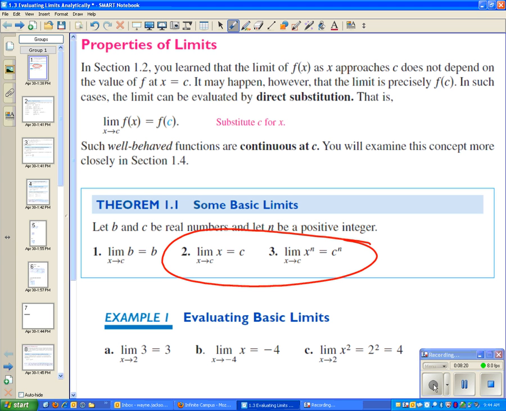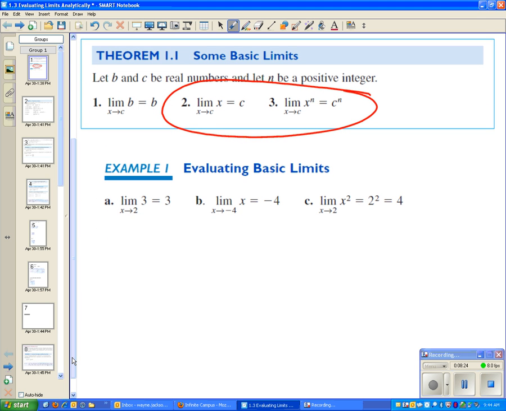Okay? All right. For instance, limit of 3 is 3. I don't care what x is approaching. The limit of x as x approaches negative 4 is negative 4. The limit of x squared as x approaches 2 is 2 squared, which is 4. You with me?